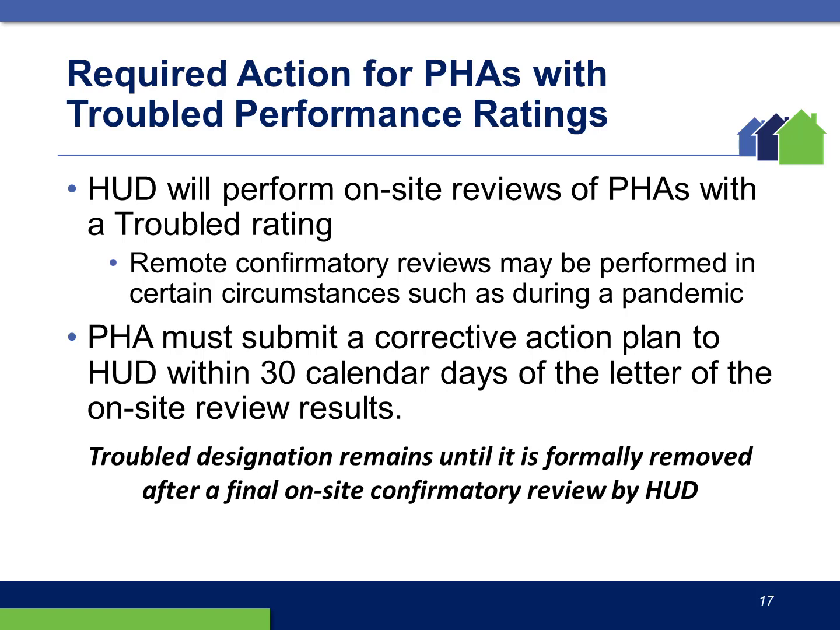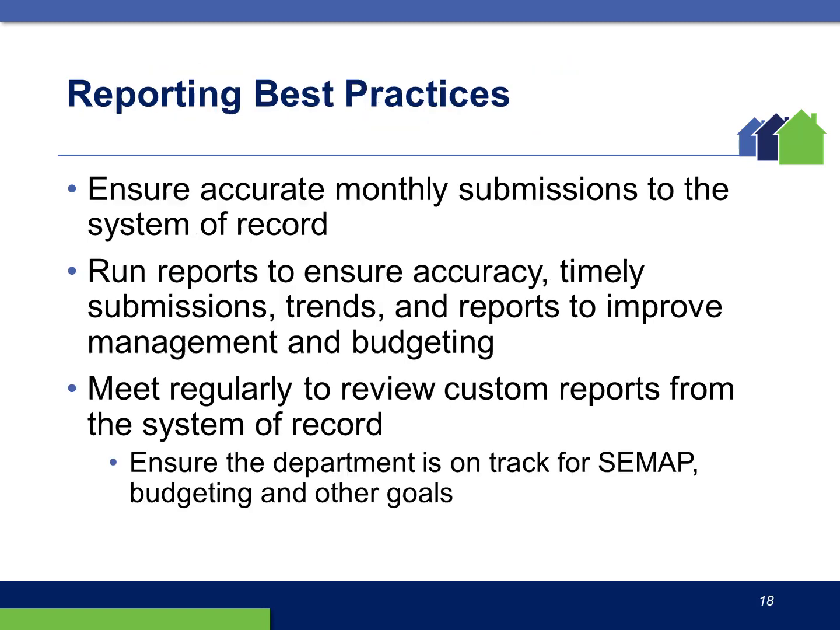In some cases, remote confirmatory reviews may be performed, such as during the COVID-19 pandemic. PHAs must submit a corrective action plan to HUD within 30 calendar days of the letter of the on-site review results. A troubled designation remains until it is formally removed after a final on-site confirmatory review by HUD.